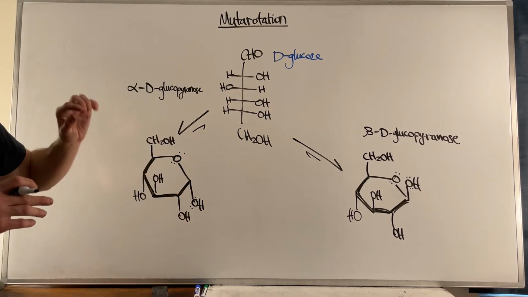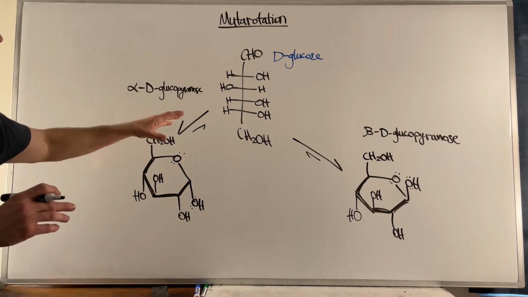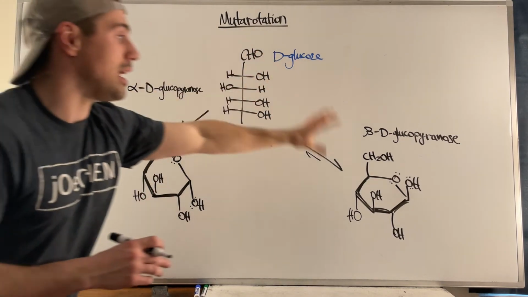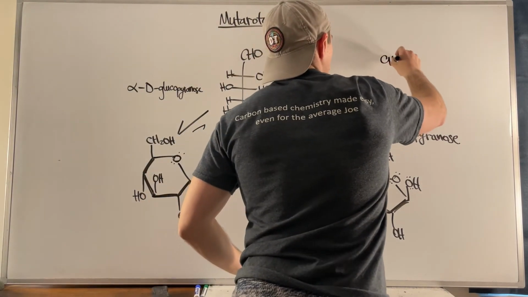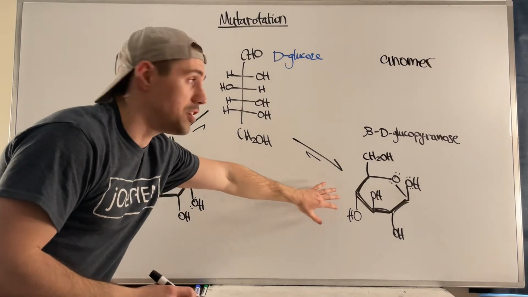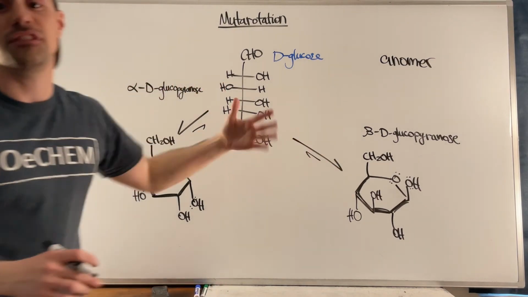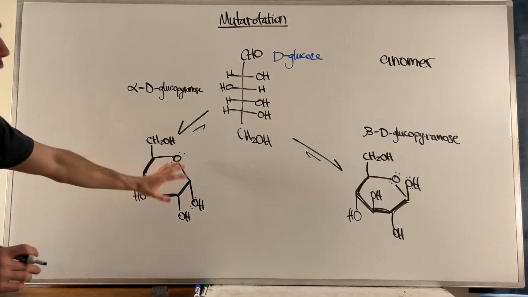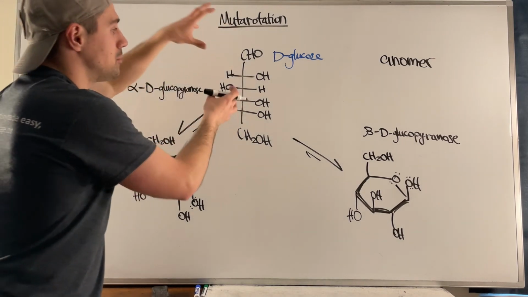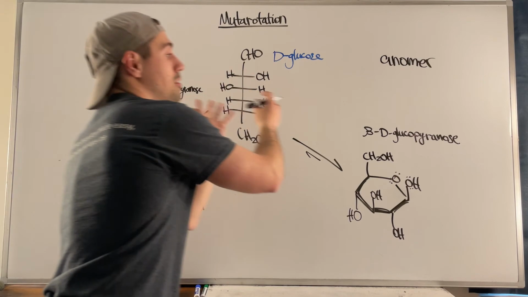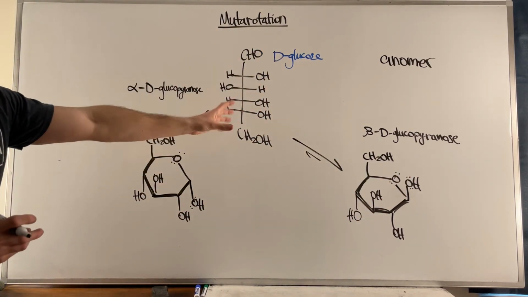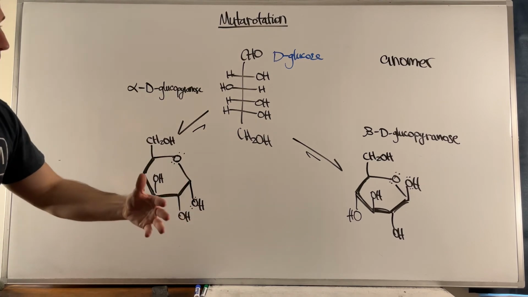However, it is from here that you either end up with the beta or the alpha anomer. When you say the word anomer, you refer to the whole structure. So I could call this the beta anomer of D-glucose, and I could call this the alpha anomer of D-glucose. So what's important to know is, you go from D-glucose to, say, the beta anomer of D-glucose. You end up being beta D-glucopyranose.